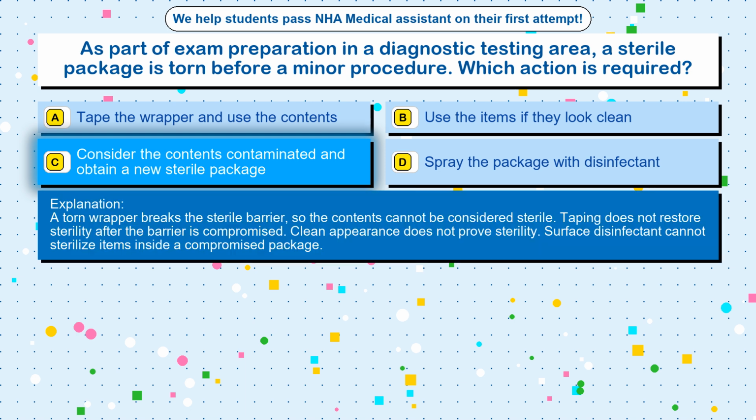A torn wrapper breaks the sterile barrier, so the contents cannot be considered sterile. Taping does not restore sterility after the barrier is compromised. Clean appearance does not prove sterility. Surface disinfectant cannot sterilize items inside a compromised package.